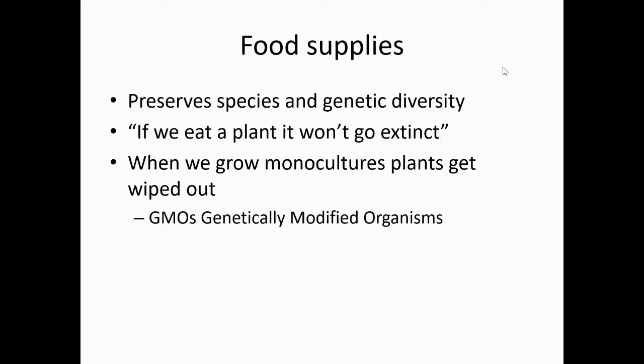Another thing is food supplies. One awesome thing is once we start eating a plant, we tend to protect it. Once we start eating animals, sometimes they go extinct. One other thing with food supplies currently is monocultures, like monocultures of corn and soybeans, are causing sterilization of the entire landscape. And that is pretty rough.